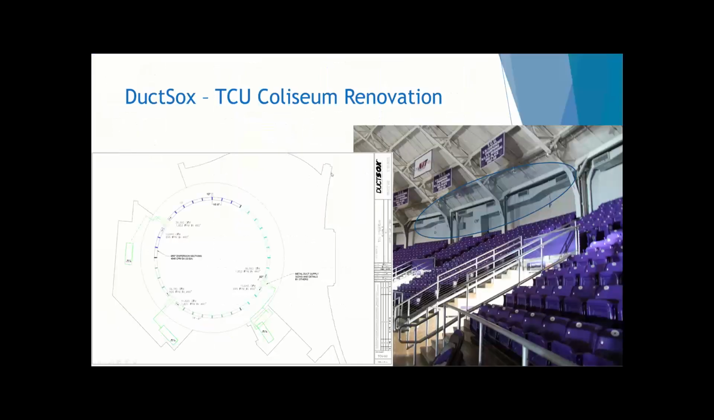Another example of a cool arena application is this TCU Coliseum renovation. This is a good example because it shows what the previous high bay design looked like. They had metal duct with these duct grills throwing air into the space, right?